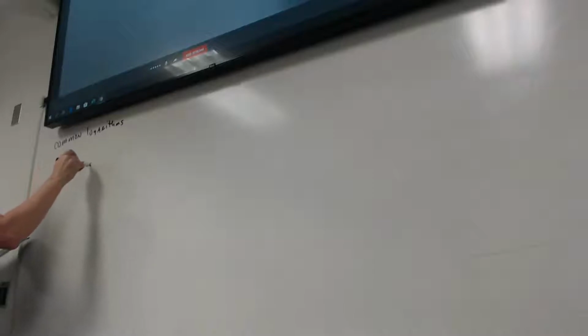Okay, so we're going to finish 4.3 today. Now, there's two main types of logarithms that we're going to use in real life. One is called common logarithms, and the other is called natural logarithms. Common logarithms are base 10, and natural logarithms are base e.